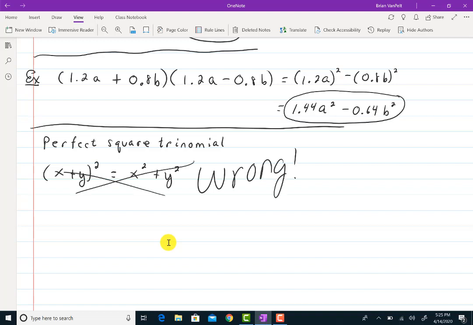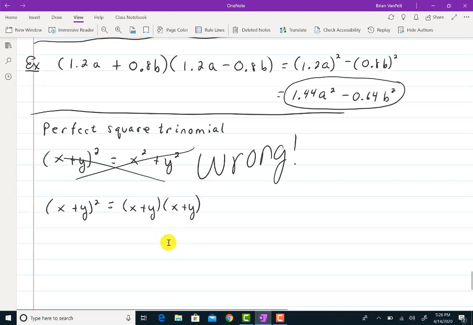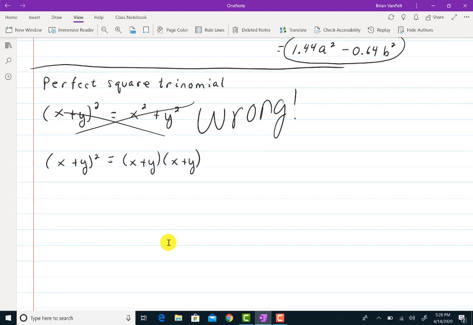The only way to do this properly is to write x plus y squared as x plus y times x plus y and do the FOIL method. So when I do that, I get x squared plus xy plus xy again plus y squared. This gives me x squared plus 2xy plus y squared.